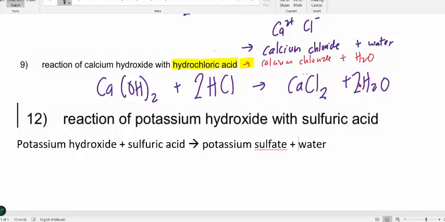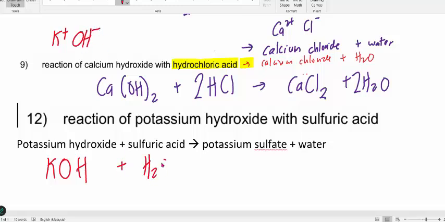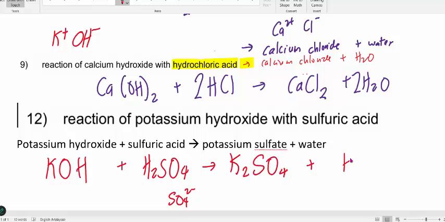Okay. Potassium hydroxide. Potassium hydroxide, because potassium is positive 1, hydroxide is negative 1. Sulfuric acid, H2SO4. The sulfate is SO4 2 negative. Potassium sulfate plus water. Balance the equation, 2, 2. Okay?